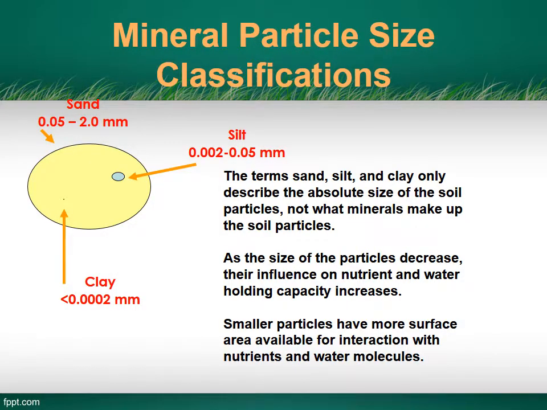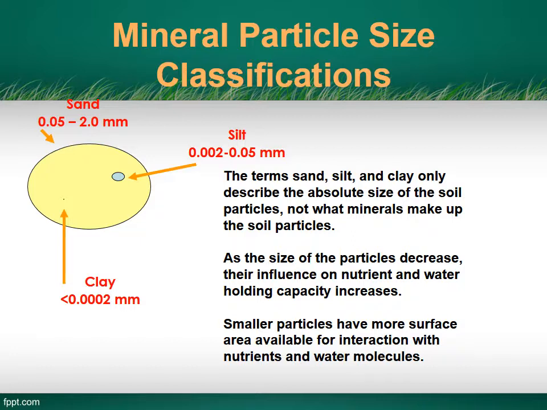Different types of soil particles come in different sizes. That's what determines the name that we associate with it. Relatively large soil particles are considered to be sand. As you can see, that's 0.05 all the way up to 2 millimeters. Very, very small soil particles are clays. They're extremely small, and then between the two is silt.